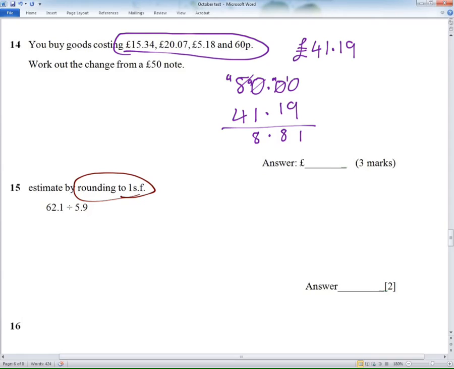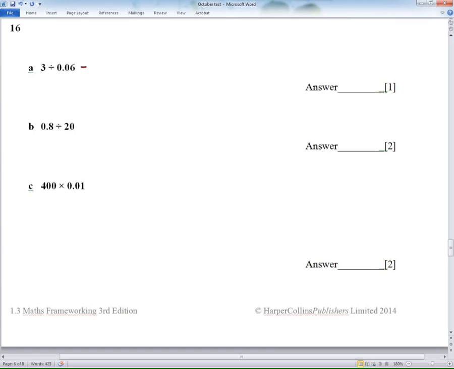Right, question 15. Estimate by rounding to 1 significant figure. So many people just didn't round their question to 1 significant figure. They did 62 divided by 6, rather than what I wanted them to do, which was 60 divided by 6, because it says round to 1 significant figure. Not round to 2, 62 is 2 significant figures, round to 1 significant figure. 62.1 rounded to 1 significant figure is 60. 5.9 rounded to 1 significant figure is 6. 60 divided by 6 is 10. Your answer should have been 10.